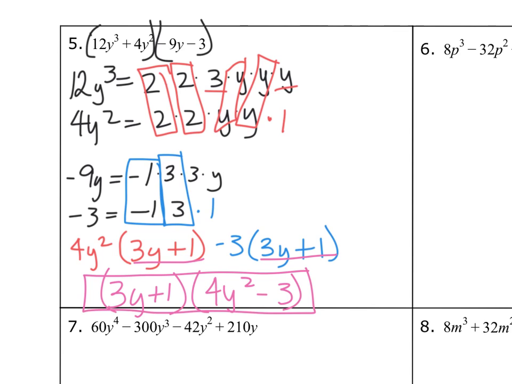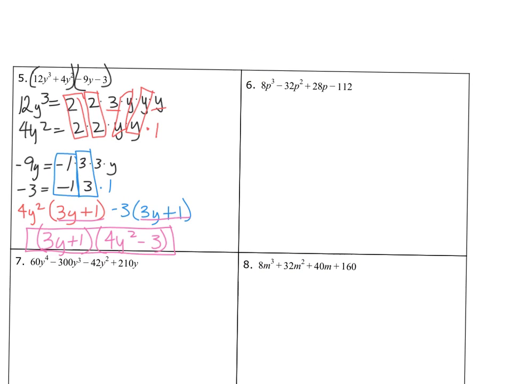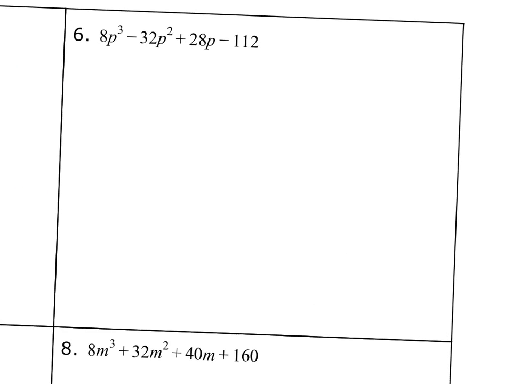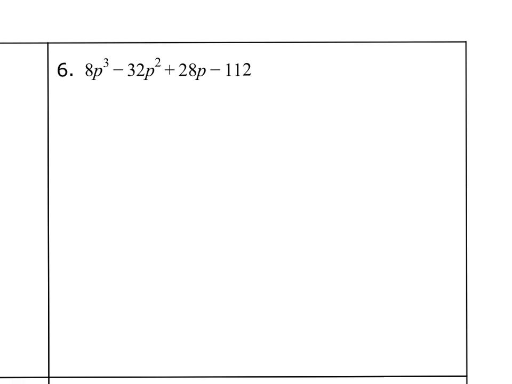Number 6. Do y'all want to try 6 and we check it together? Yeah. All right. So let's start out with the first two terms. Let me zoom in here so I can write a little better. All right. So I've got 8p cubed minus 32p squared and 28p minus 112, right? So 8p cubed. Xavier, can you help me with that one? Because I saw you got it. What's 8 factored? 2 times 2 times 2. Beautiful job. And then p cubed is, you've got this.